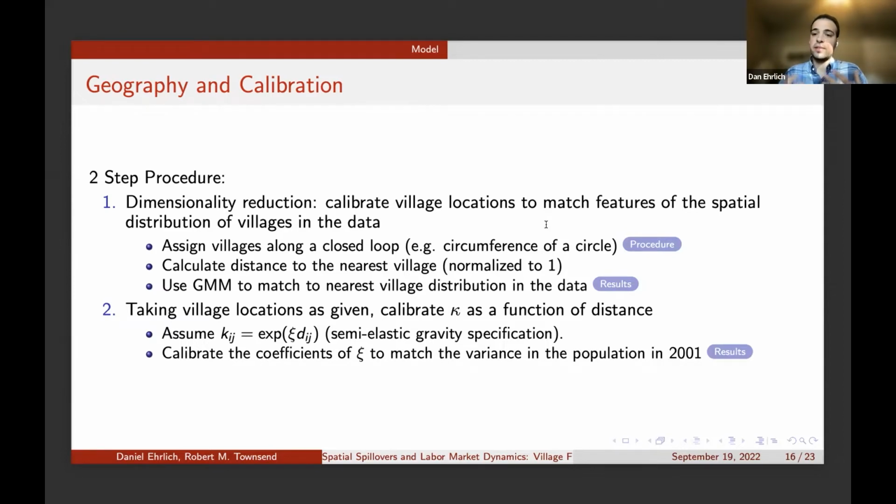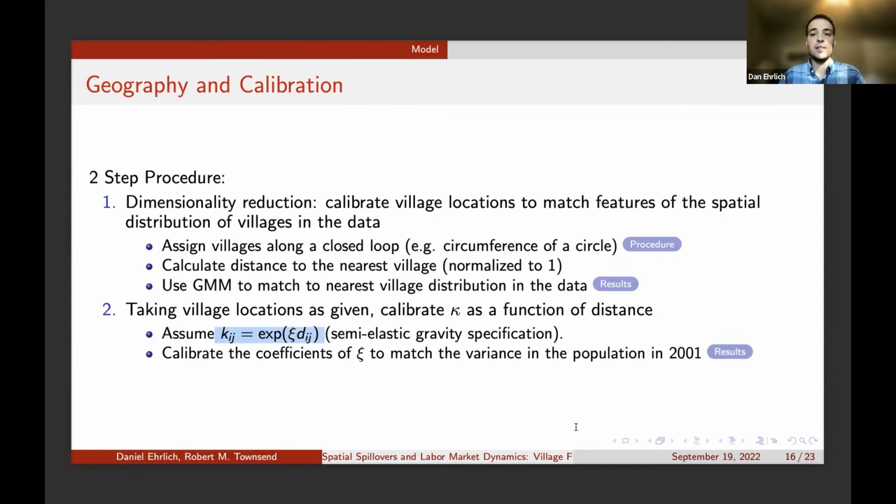Once we simulate the location of the villages, we're then going to get the migration cost matrix. The way we're going to do this is we're going to assume that it takes the form of a semi-elastic gravity specification as a function of distance, which is right here. And so we're essentially going to be calibrating this psi parameter in the exponent.